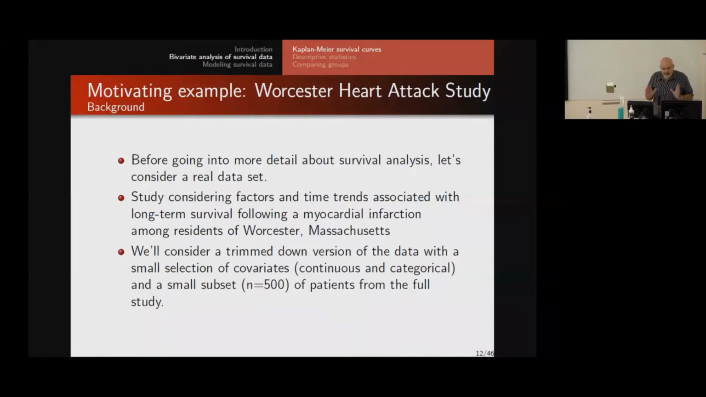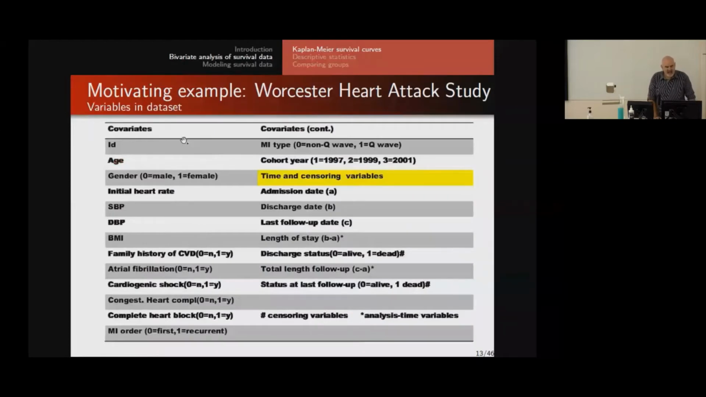We'll consider only a small selection of covariates, which will have both continuous and categorical predictors in there, and only a small subset of patients, about 500, but there were thousands and thousands of people in this study, and it's a very famous study from quite a while back now. In fact, it's probably still going. It's one of those rolling cohort studies. Okay, so here are a bunch of covariates.